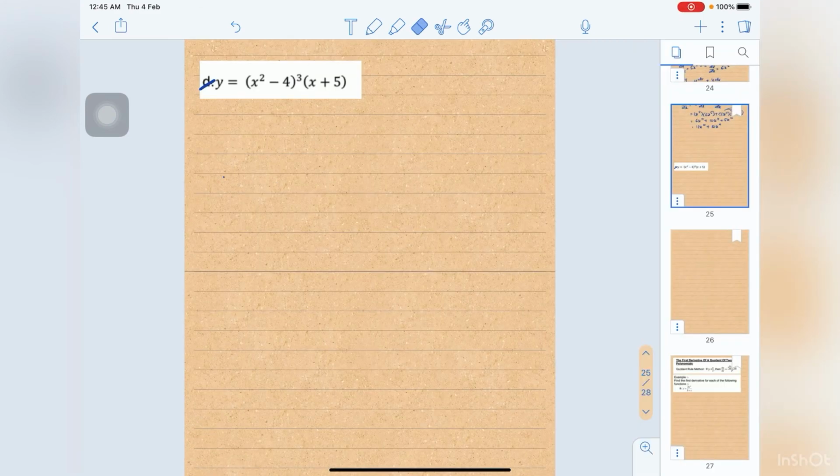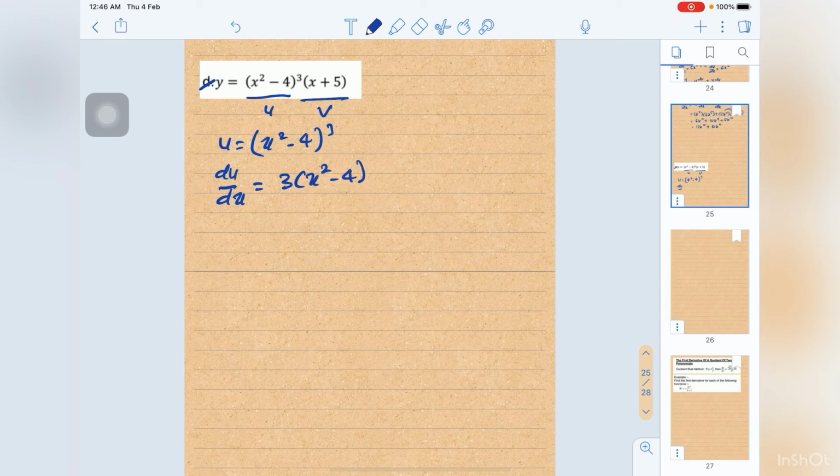The next example, we have to find the derivative using the product rule for y equals (x squared minus 4) cubed times (x plus 5). Actually, this one is a combination of product rule and composite function. Let's say this is u, this is v. So u equals (x squared minus 4) cubed. Differentiating u in terms of x, we get du/dx is 3(x squared minus 4) squared times 2x. This one is a composite function. So v is x plus 5, so dv/dx equals 1.